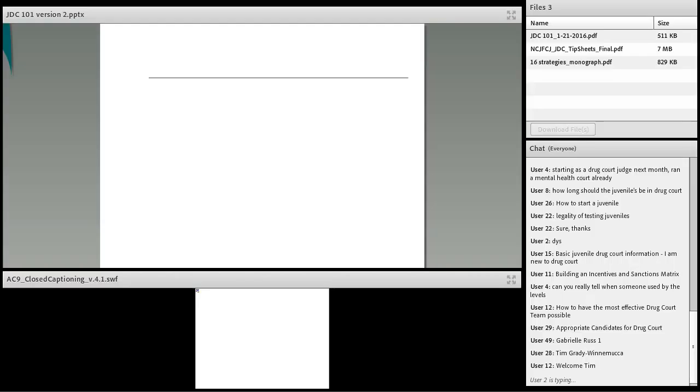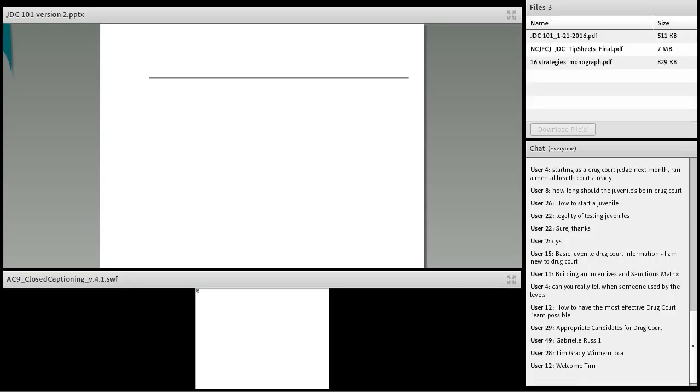And then the last thing that we do is we try to create resources and tools for all of you. So you can see up in the top right-hand corner of your screen, we have something that says File 3, and these are actually files you can download from today's meeting. The first one is the 16 strategies, which is the strategic underpinning of the juvenile drug court, and that was developed in 2003, and we'll talk more about that. But what we found is that the 16 strategies weren't enough for folks to operationalize. So we've created a lot of other resources as well. And one of the best ones that we have are the tip sheets, which is the next file in the list. So I would suggest that you download both of those. And then the third file there is this PowerPoint, so you can download that as well.